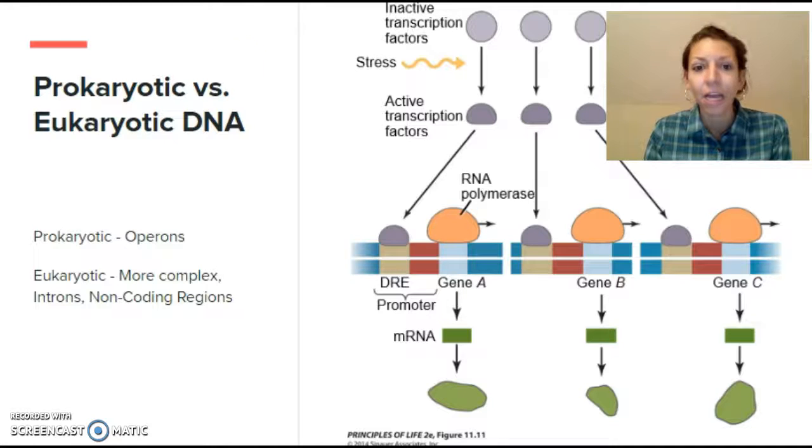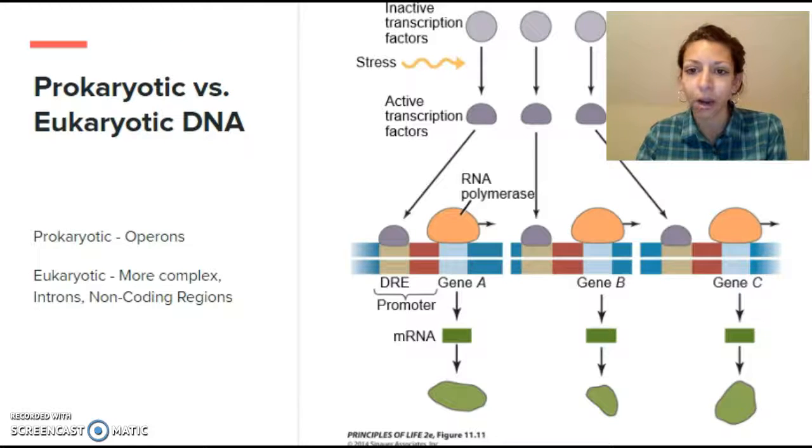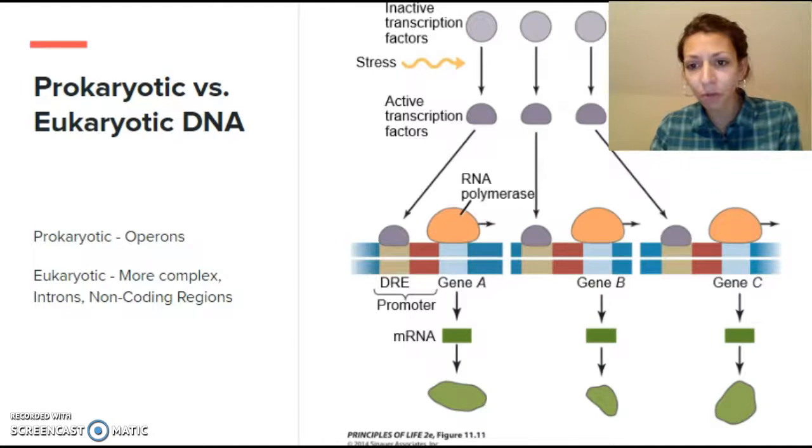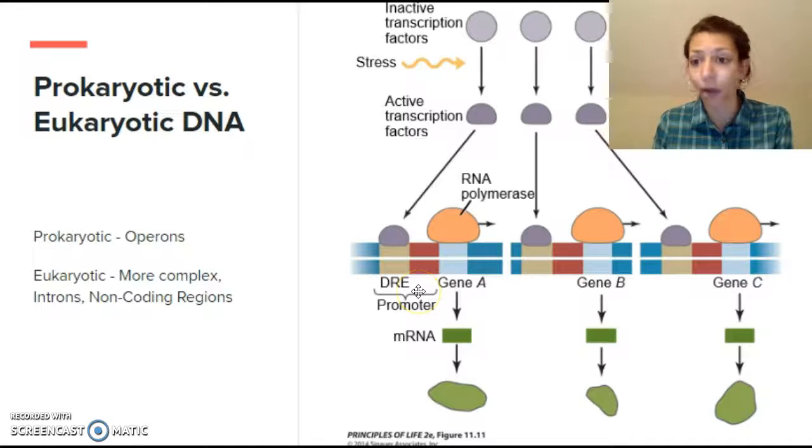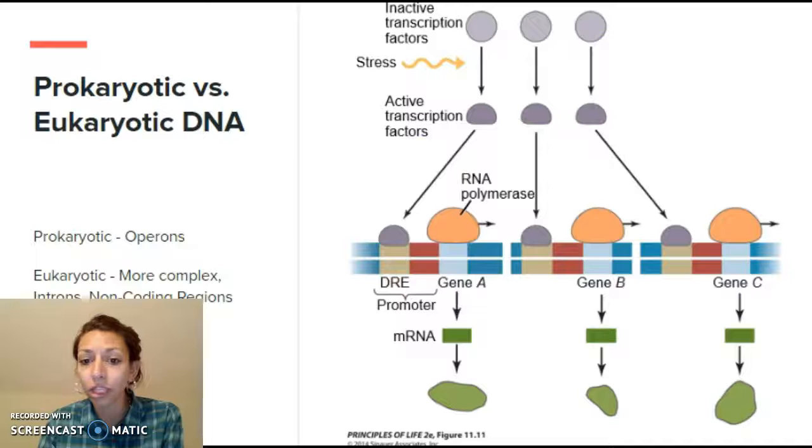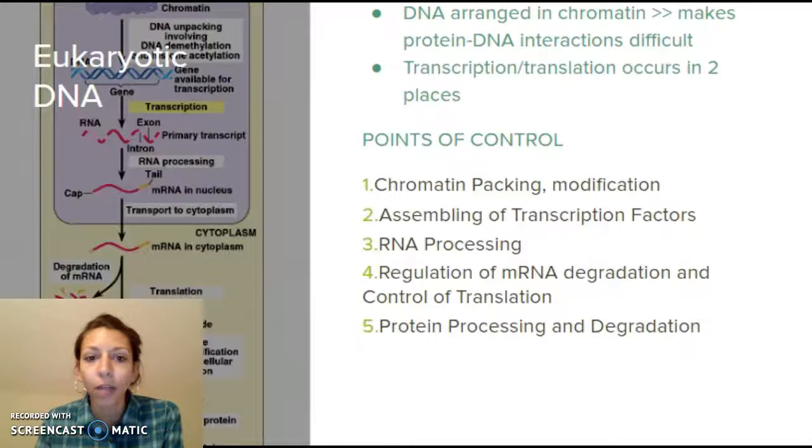Now, first of all, we're taking a look at prokaryotic DNA and eukaryotic DNA. Remember that prokaryotic DNA is organized in operons, we already know that, and eukaryotic DNA is generally much more complex. We have introns, we have non-coding regions, and we're going to see a lot of different types of transcription factors as well, so we'll take a look at that in a second. So, eukaryotic DNA is going to be arranged in chromatin, which is going to make protein-DNA interactions difficult unless we get that chromatin unwound somehow.